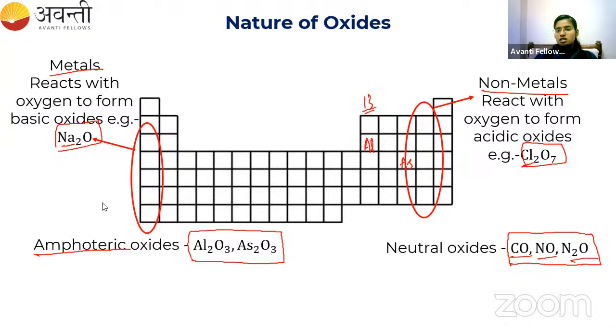Okay, students, this is all for today. We have one small topic left in this lesson, which is the anomalous properties of second period elements. That we will discuss in the next class.